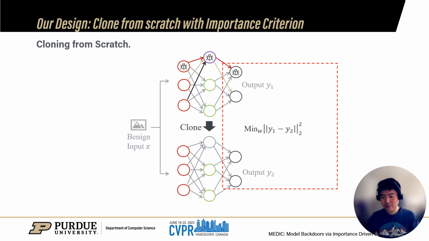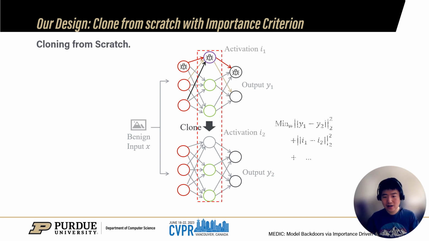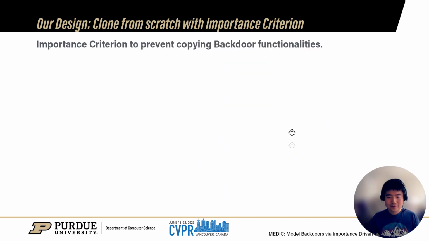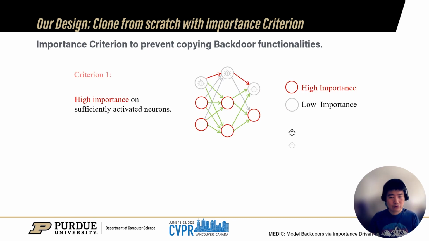There are so many intermediate layers. We ensure every learnable intermediate layer also has similar outputs. We can restore the performance of the models. However, another question arises. How can we prevent cloning backdoor-related behaviors? We achieve this goal through importance.